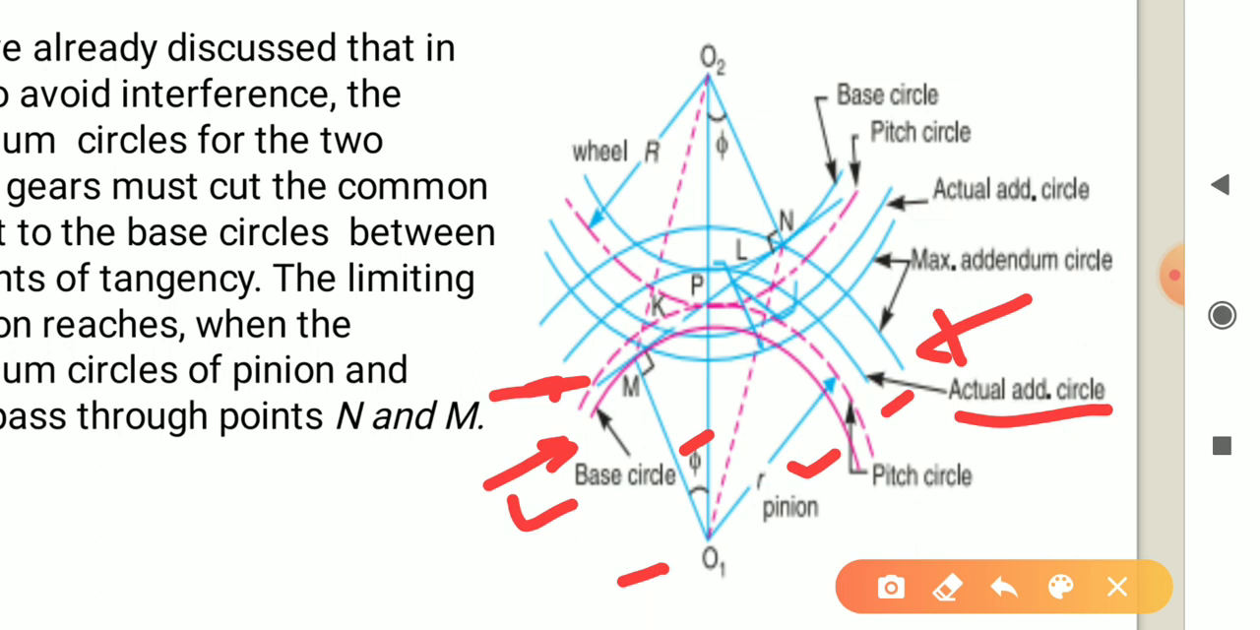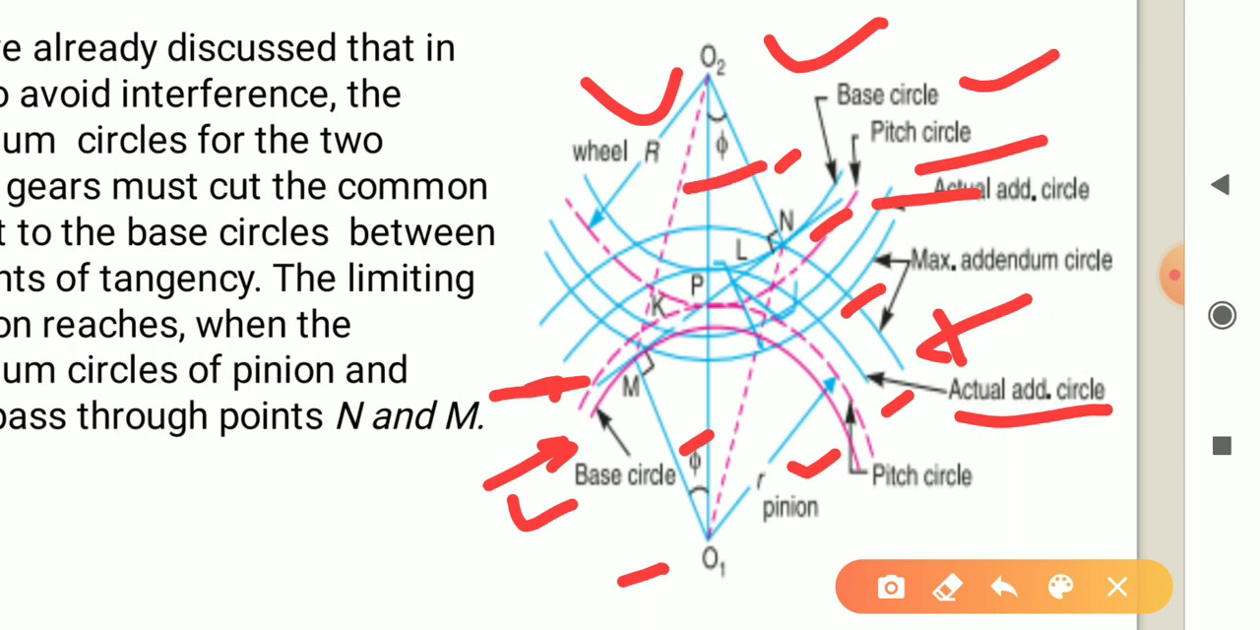Similarly in the case of the wheel, O2 is the center of this wheel. This capital R is the radius of the pitch circle of the wheel. This here is the base circle, and here the pitch circle is there. Next here is the addendum circle, and this is the maximum addendum circle. In that case we see that the angle phi is there.